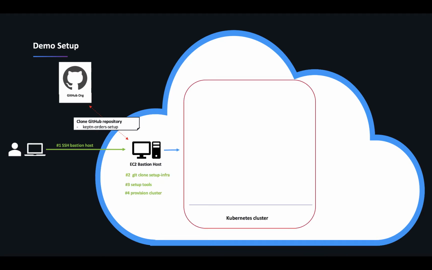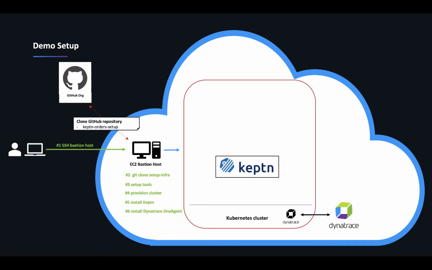So what we're going to do is set up a Bastion host in our AWS environment, and from there we're going to sync in our keptn orders setup repo, which contains all the scripts to provision everything. Then we will provision our cluster. We're going to install keptn. We're going to install the Dynatrace OneAgent operator.